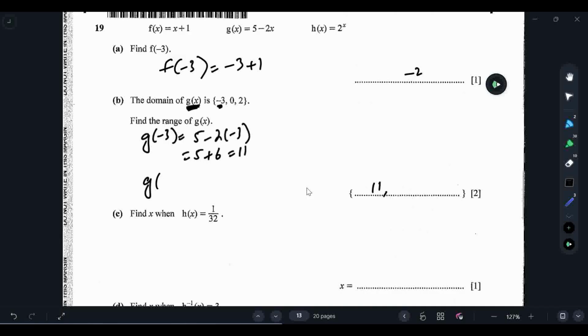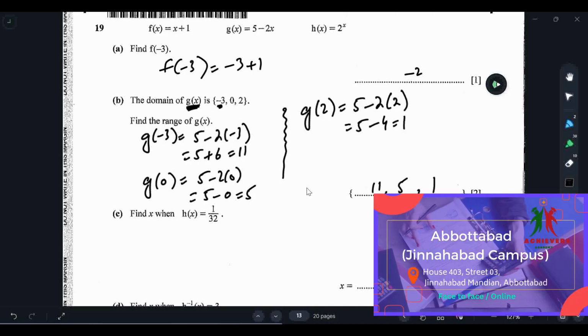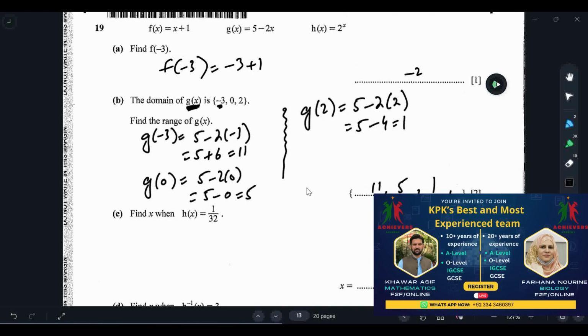Then g of 0 will be 5 minus 2 into 0, which means 5 minus 0, which means 5. So we have to write 5 over here. Then the last one should be g of 2. So g of 2 will be 5 minus 2 into 2. So 5 minus 4, which will be 1. So this will be the range and the final answer.